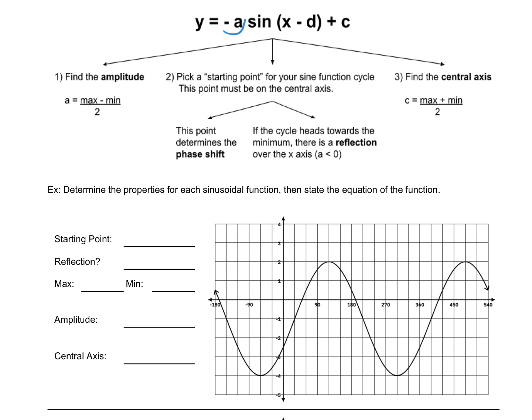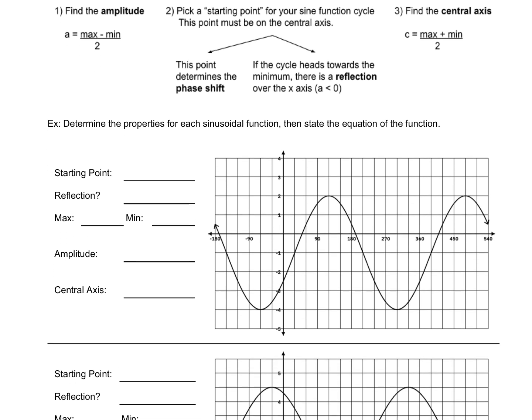So we know the a value helps with our amplitude. The negative tells us the reflection. The x minus d part is your phase shift, and it tells you where the cycle would start. That cycle that used to start at the origin, where is it going to shift to? And the plus c relates to the central axis. So we're going to look at our first example here.